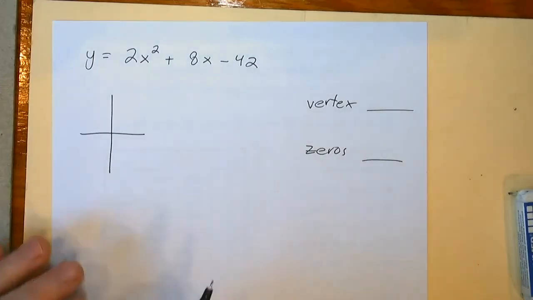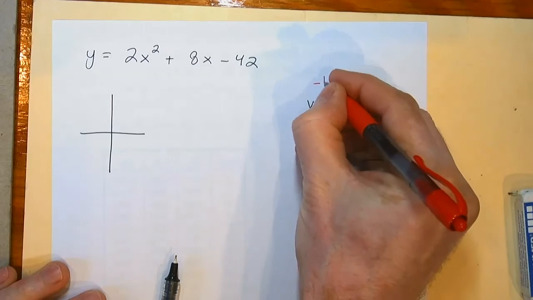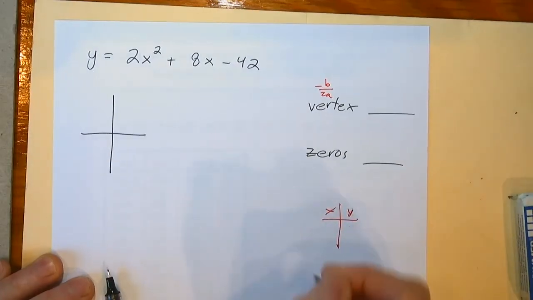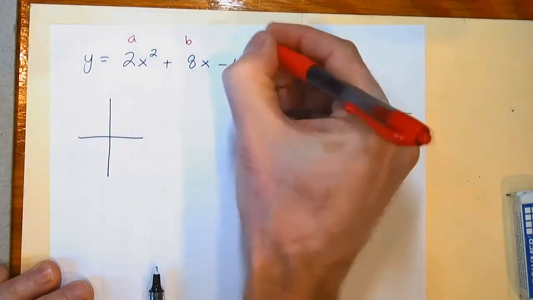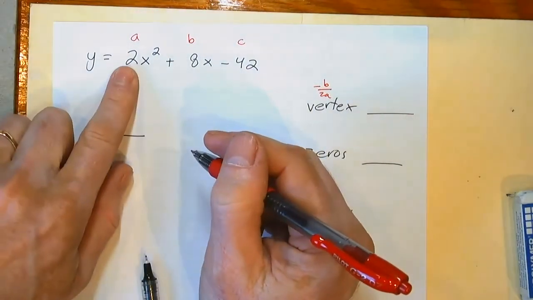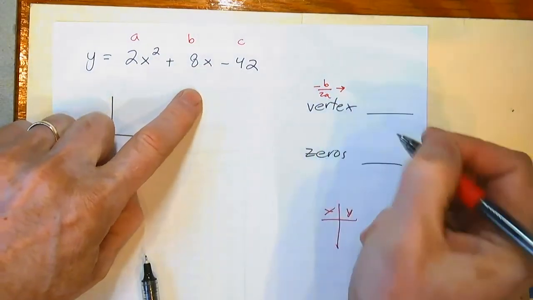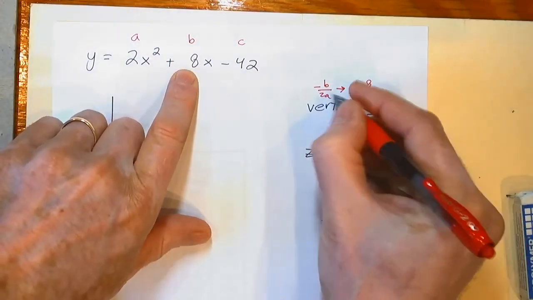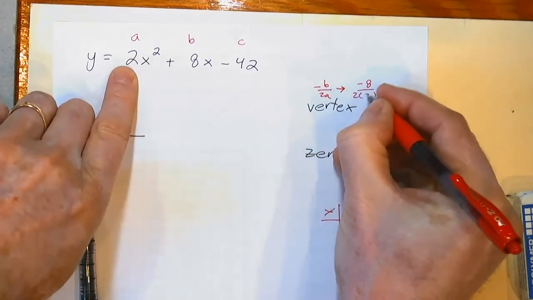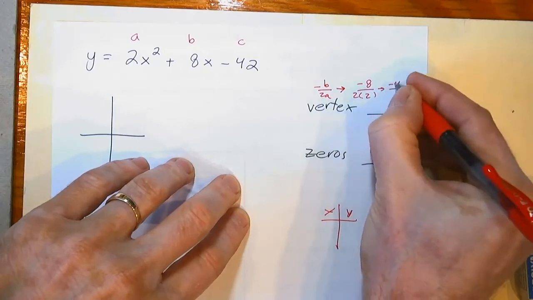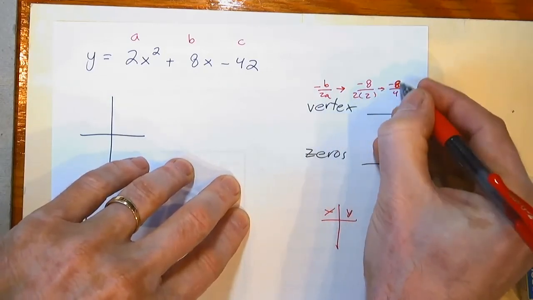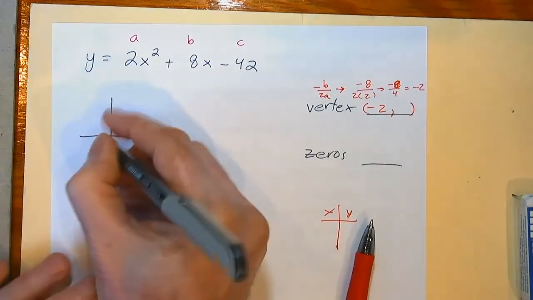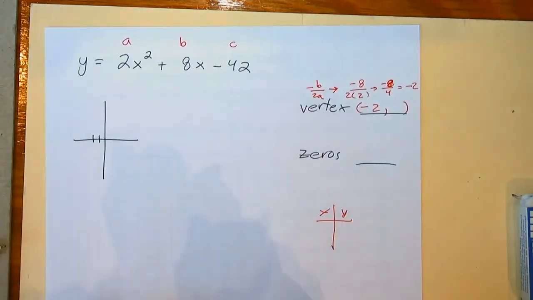Could you find the vertex right away? Well, if you would like to, remember, all you got to do is the opposite of B over 2A. In fact, I'll make a little table here. Remember, here's A, B, C. It's in order. So A is 2 and B is 8. So the opposite of 8 is -8. And then we have over 2 times A. A is 2. -8 over 4 is -2. The vertex is at -2.